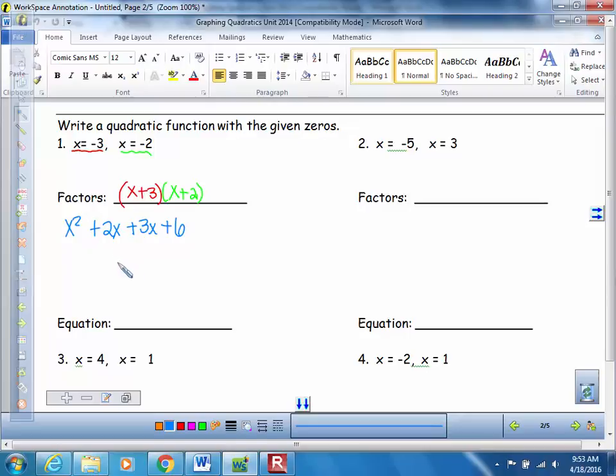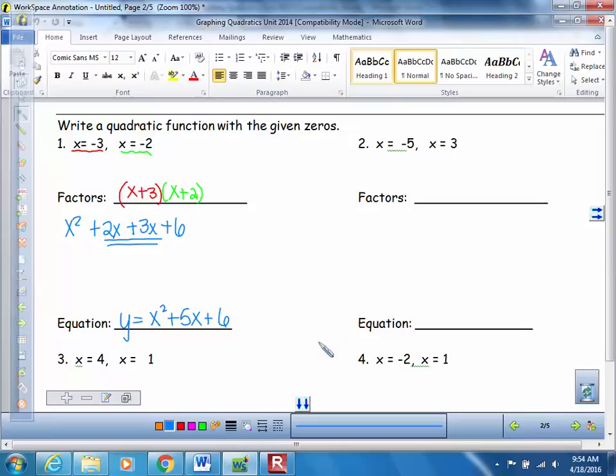So my final answer, when we combine our like terms, would be y equals, does x squared change? Nope, so we bring that down. Then we have like terms, 2x plus 3x gives us 5x plus 6. So that's our equation. That's all we're doing.